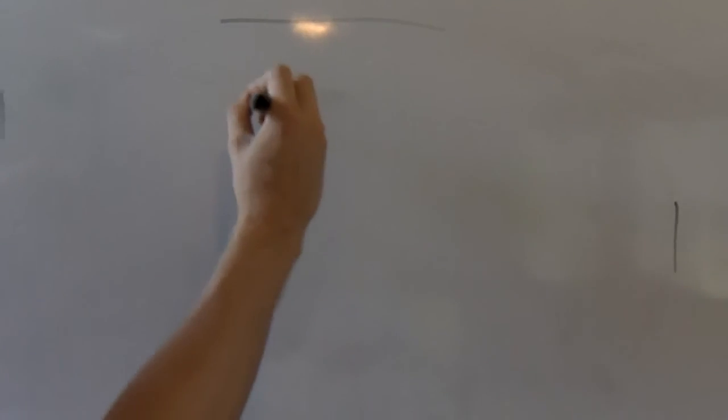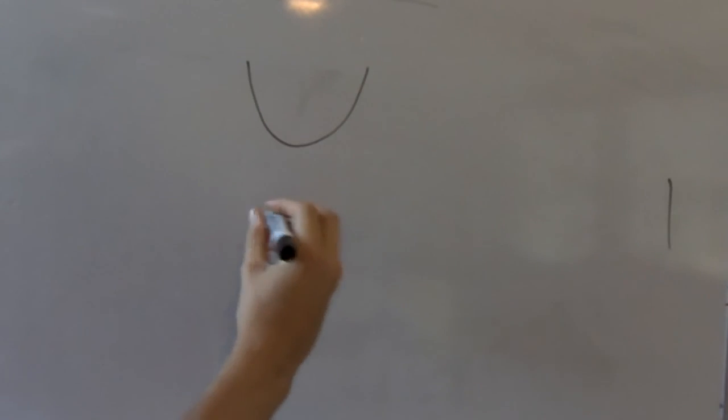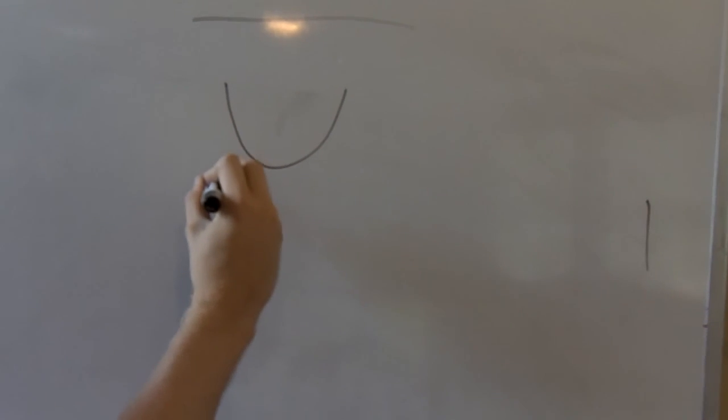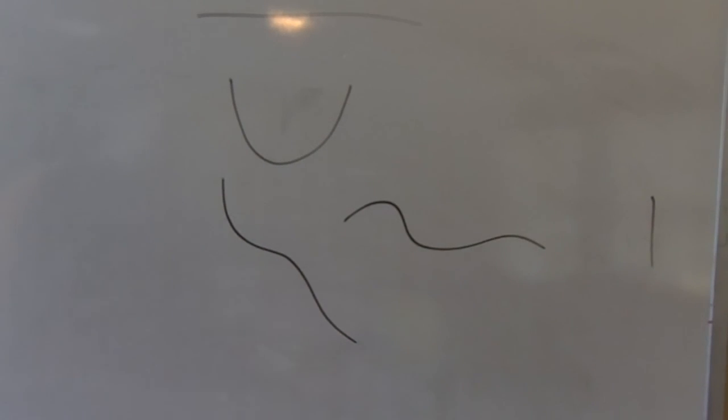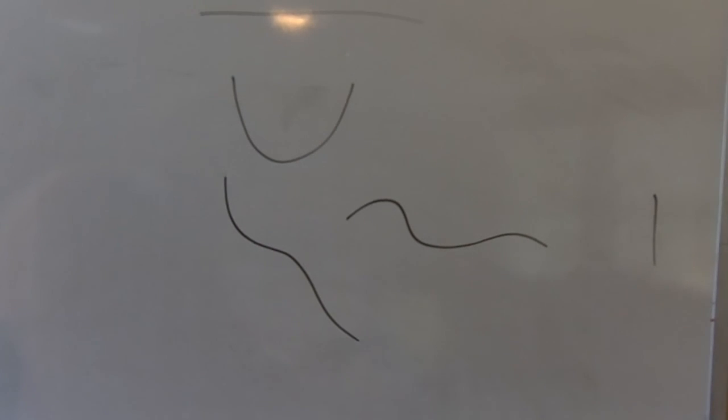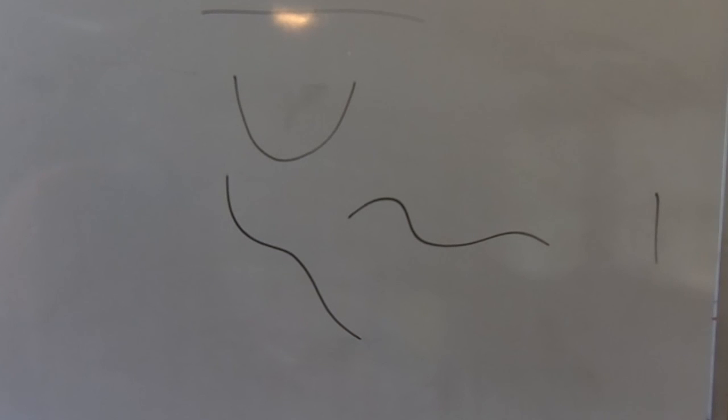So anything that is a curve or a wave, any graph that looks like any of those would be considered non-linear functions. So if you have a wave or a curve, it's non-linear. If you have a straight line, it's linear.